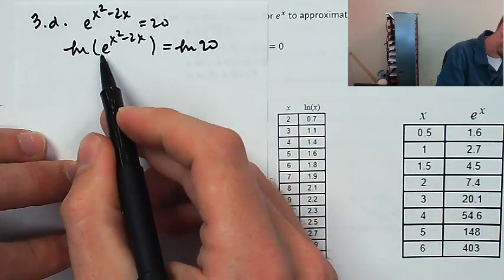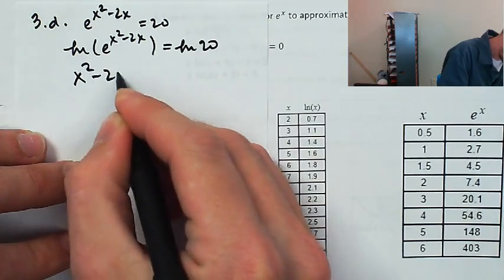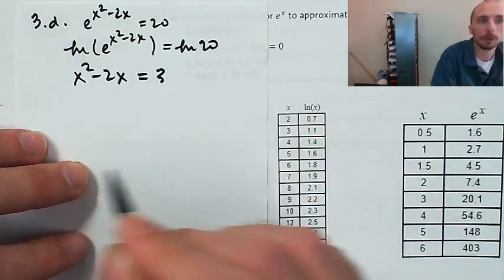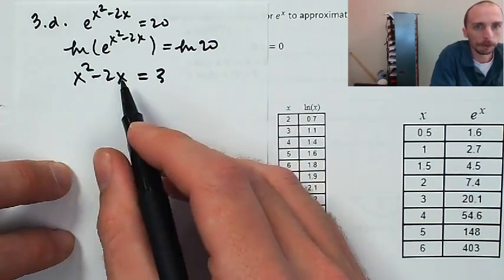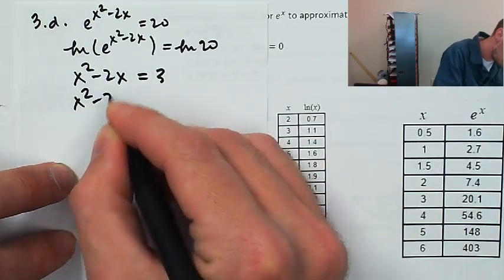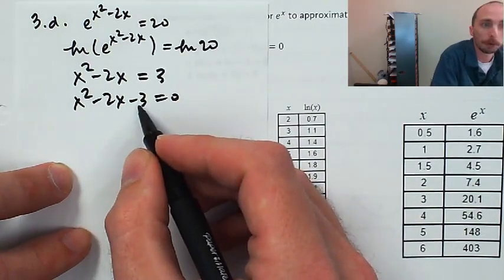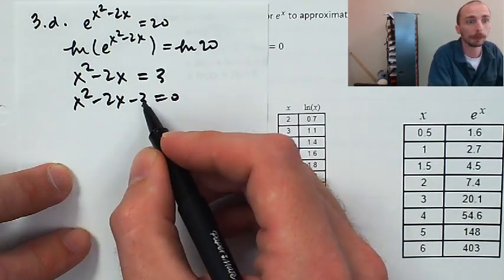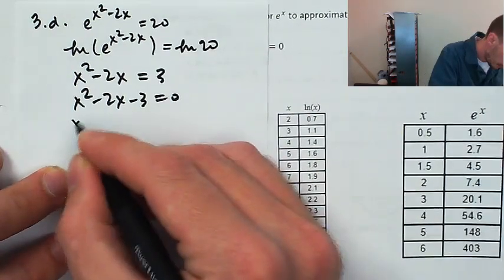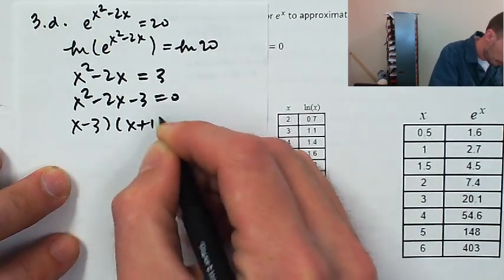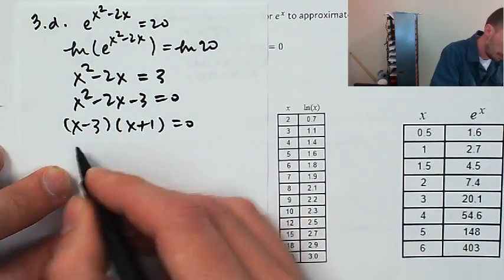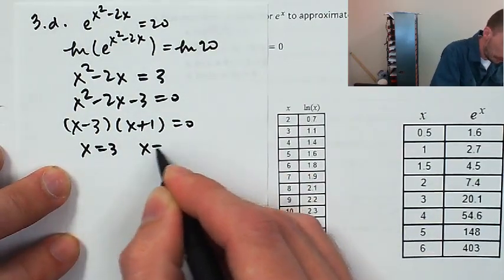So I'd say, all right, that's x squared minus 2x is approximately equal to 3. And then I'm going to move powers of x, got to set it to 0. Hope to solve by factoring. Yes, I can think of two numbers that multiply to negative 3 and add to negative 2. That would be negative 3 and positive 1. So I'm going to say x minus 3 times x plus 1 equals 0. And that gives me either x equals 3 or x equals negative 1.